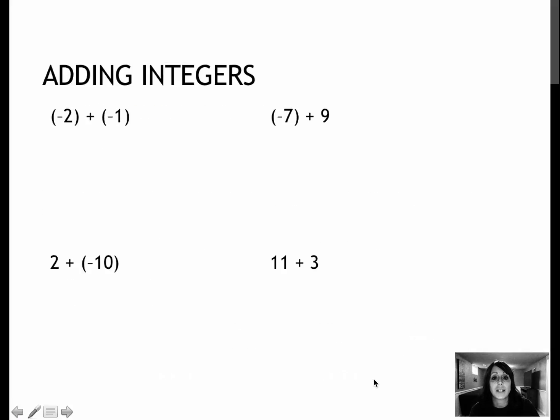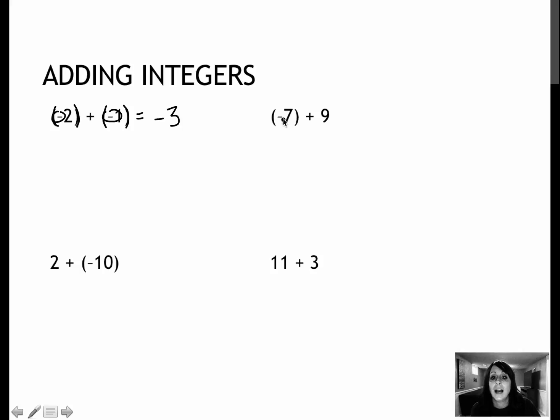So let's try some practice together. If I add negative 2 and negative 1, those have the same sign. I also want you to notice that quite often they're going to put negative integers in parentheses so that you know that it's a negative integer. So I have two negative values with the same sign, so I will find the sum of 2 and 1, which is 3, and give it the common sign, which is the negative sign.